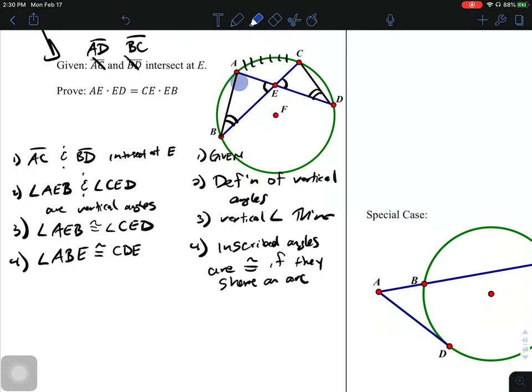We could say that this triangle and this triangle are similar by the angle-angle similarity. Triangle ABE is similar to triangle CDE by the angle-angle similarity. Left out some letters. Similarity.